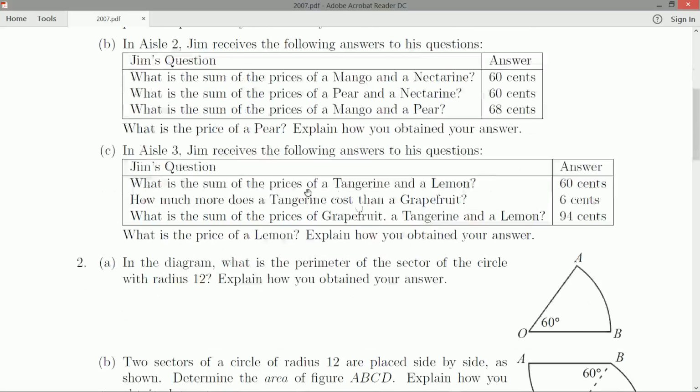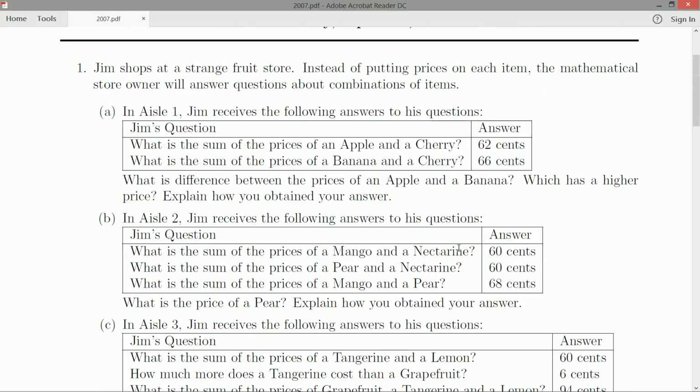Alright, so we've got 3 questions here. Question A. In aisle 1, Jim receives the following answers to his questions. What is the sum of the prices of an apple and a cherry? 62 cents. What is the sum of the prices of a banana and a cherry? 66 cents. What is the difference between the prices of an apple and a banana? Which has a higher price? Explain how you obtained your answer. Okay.